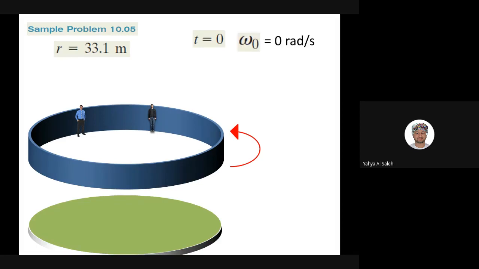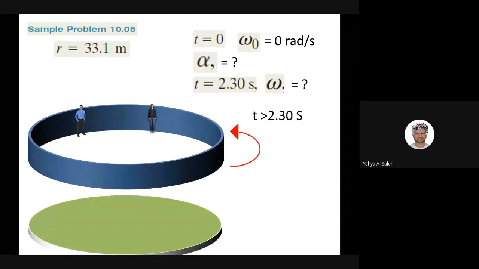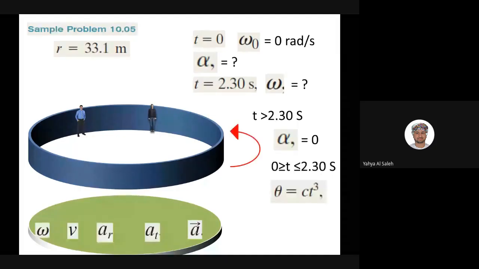At time equals 0, the game is just starting, so omega naught is 0. We don't know what the acceleration is. We know the time t equals 2.3 seconds, but we have no idea what the velocity is at that time. After that, the acceleration is 0. And our position is given by these things. We want omega, v, a_r, a_t, and acceleration a. Let's do them one at a time.